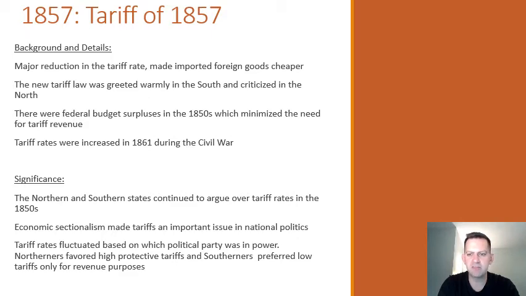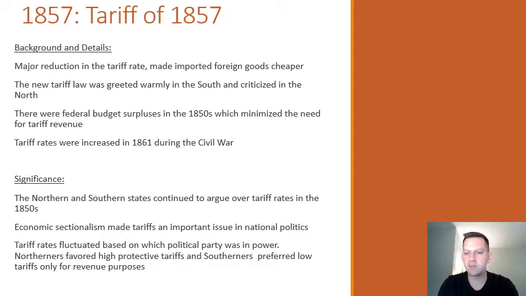So in 1857, tariffs, which are taxes on imported goods, were decreased by 20 to 25%, right? This was one of the largest tariff decreases in American history. And the reason they could do this was because the federal government had such a surplus in their budget that they didn't have the need for tariff revenue.